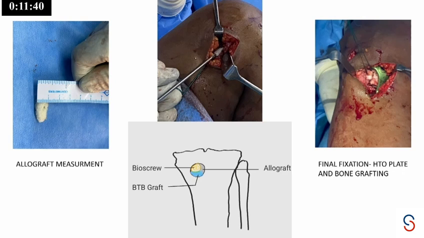Chirag, instead of a bio screw, any experience with using a PEEK screw in such cases? You can, because it does not cause local osteolysis. That's one thought process, but I'm somehow comfortable. The absorption is little. No, this is the Smith & Nephew screw. Yeah.